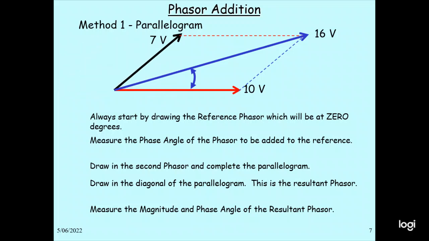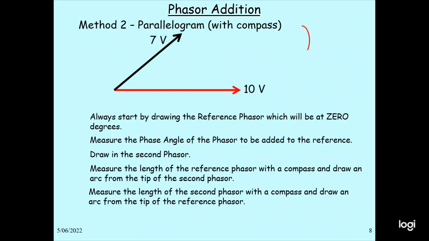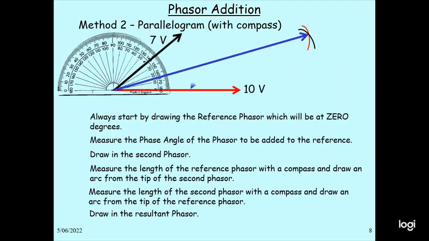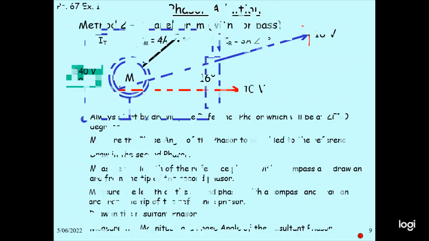So 16 degrees. Also measure with the compass. Measure with the compass and then you measure the value. This is 16 volts. So you have to see the example.